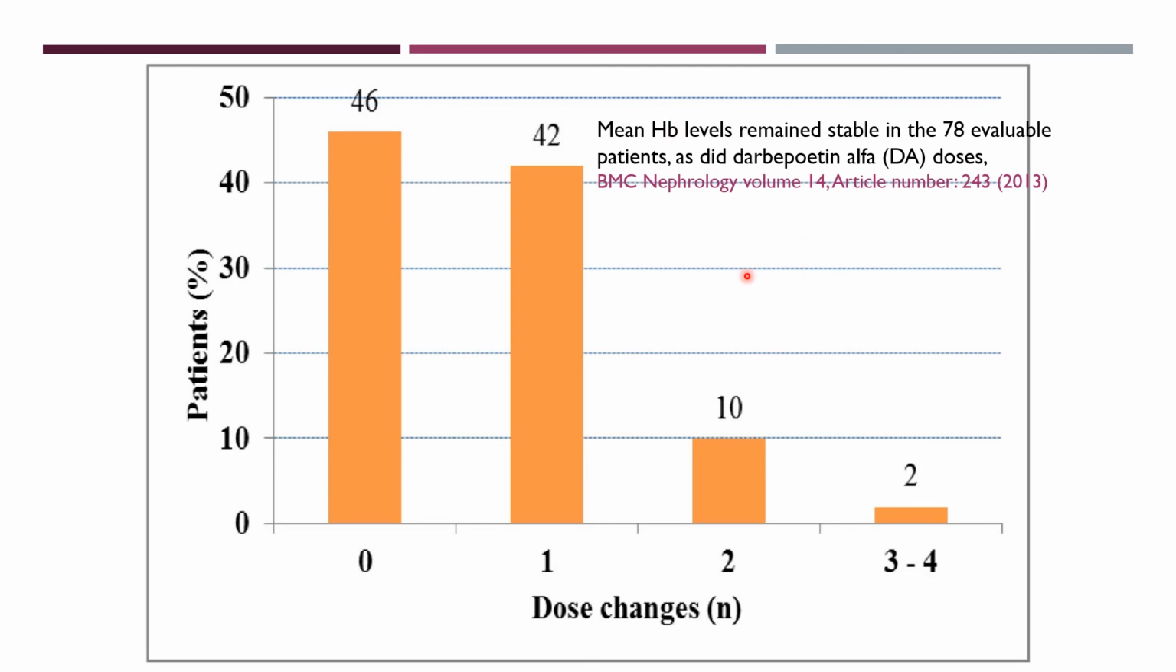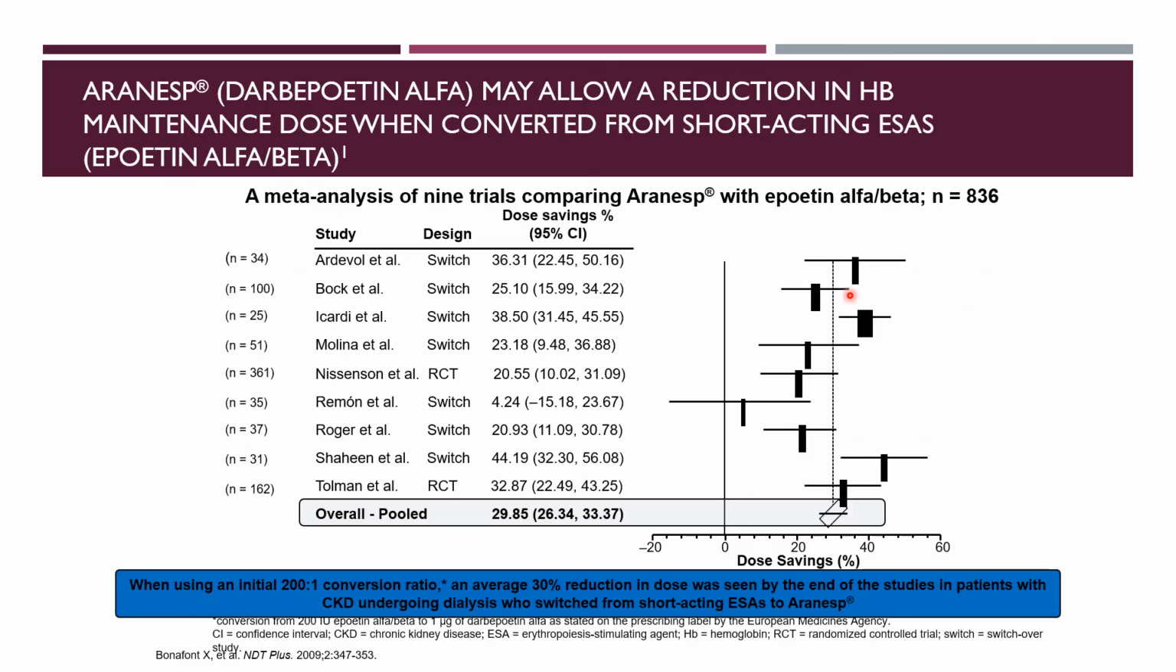For example, here in this study, the darbepoetin doses. And if you look at the cost-effectiveness, for example, here darbepoetin may allow a reduction in hemoglobin maintenance dose when converted from short-acting generic treatments to the brands. You can have a better outcome and a more stable hemoglobin level.